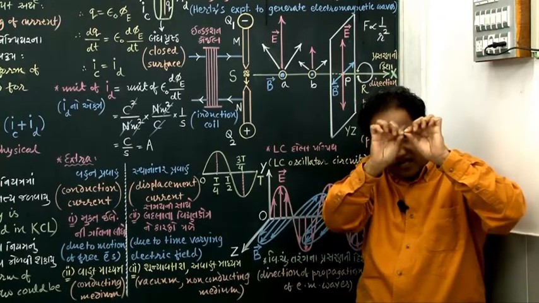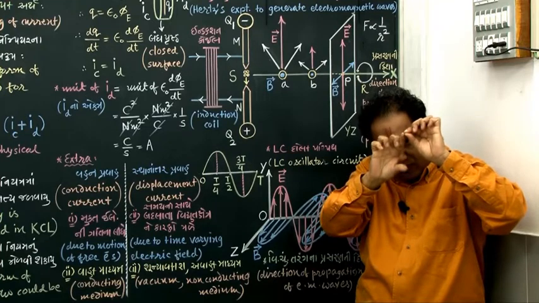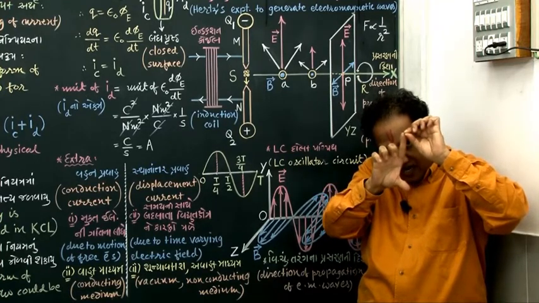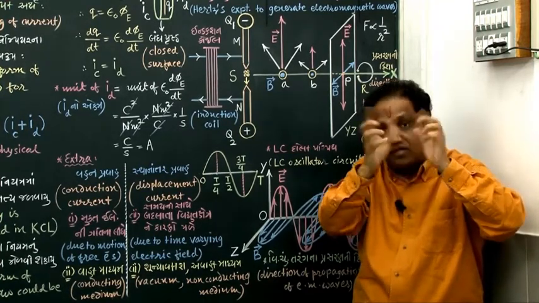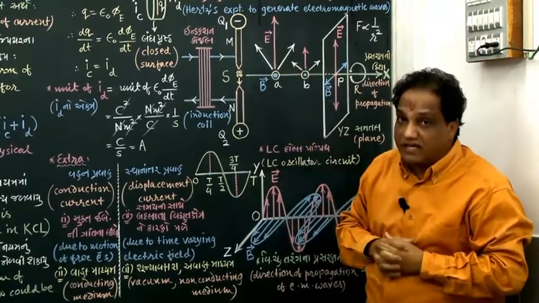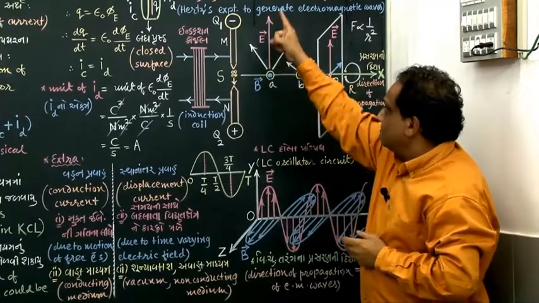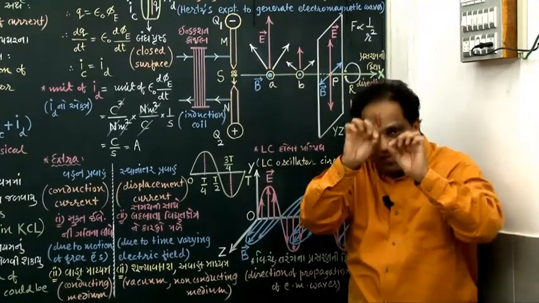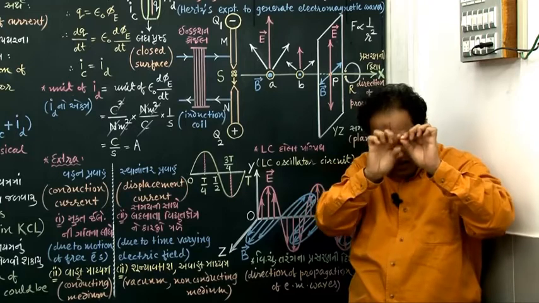After reverting the direction, again it increases from 0 to maximum in the opposite direction, and again it decreases from maximum to 0. Tell me what this electric field vector has done. It has finished one oscillation.